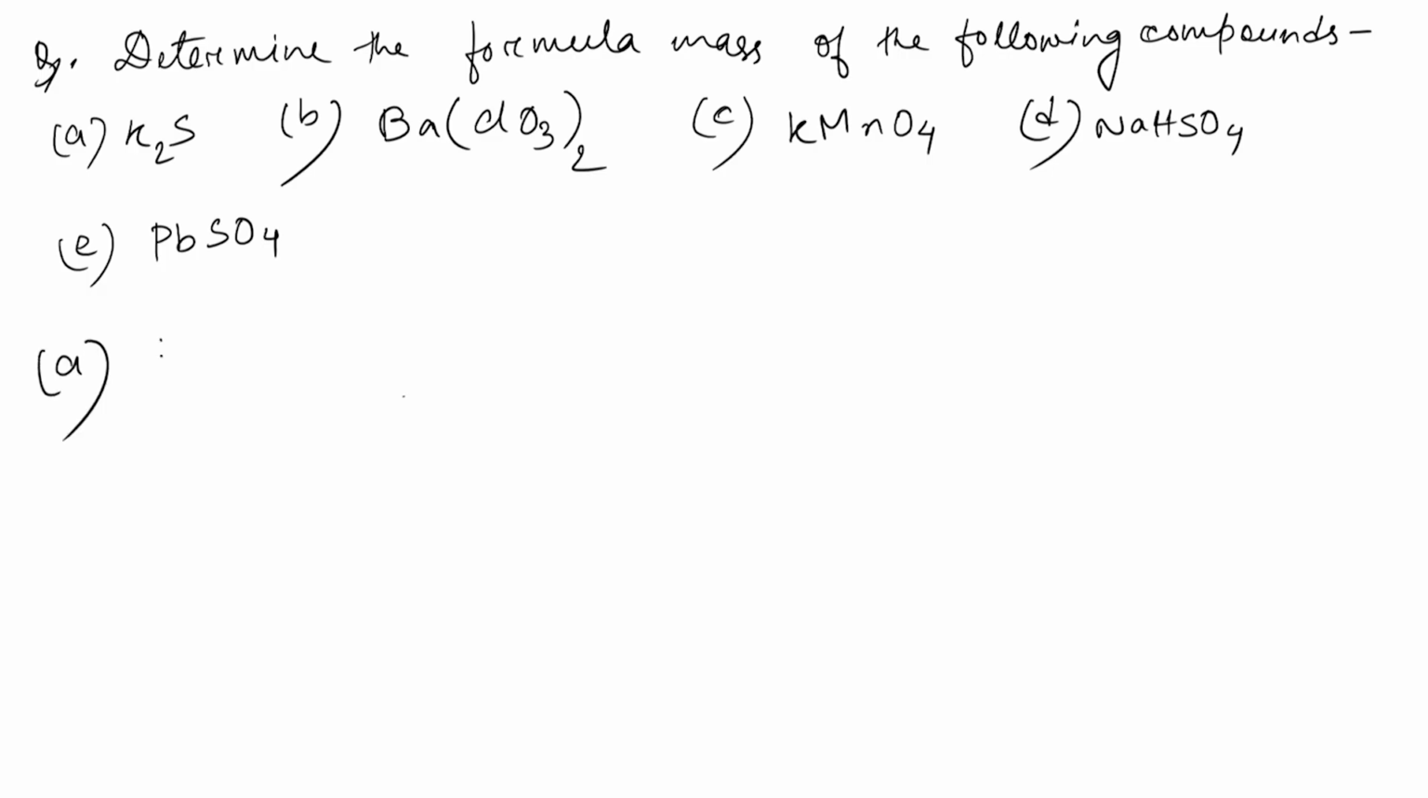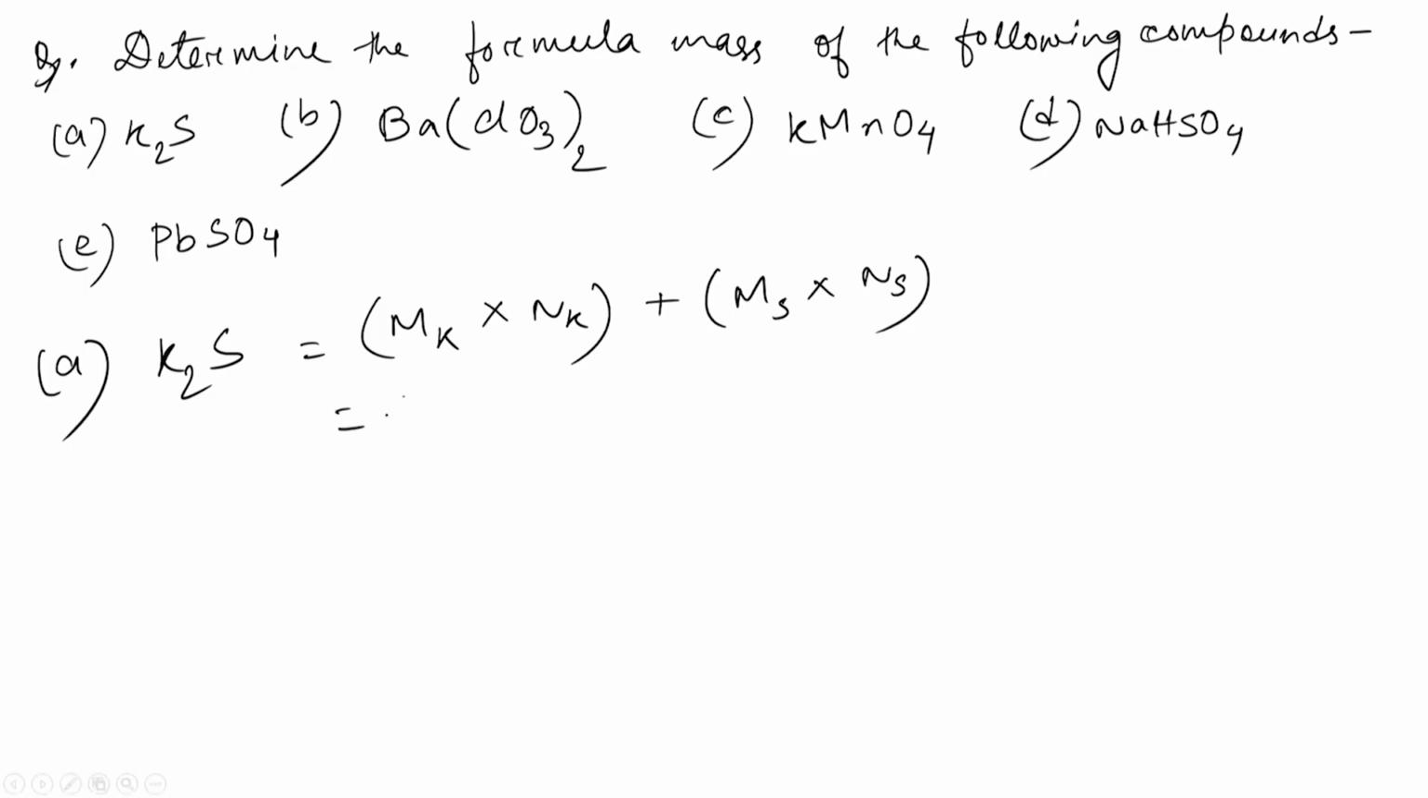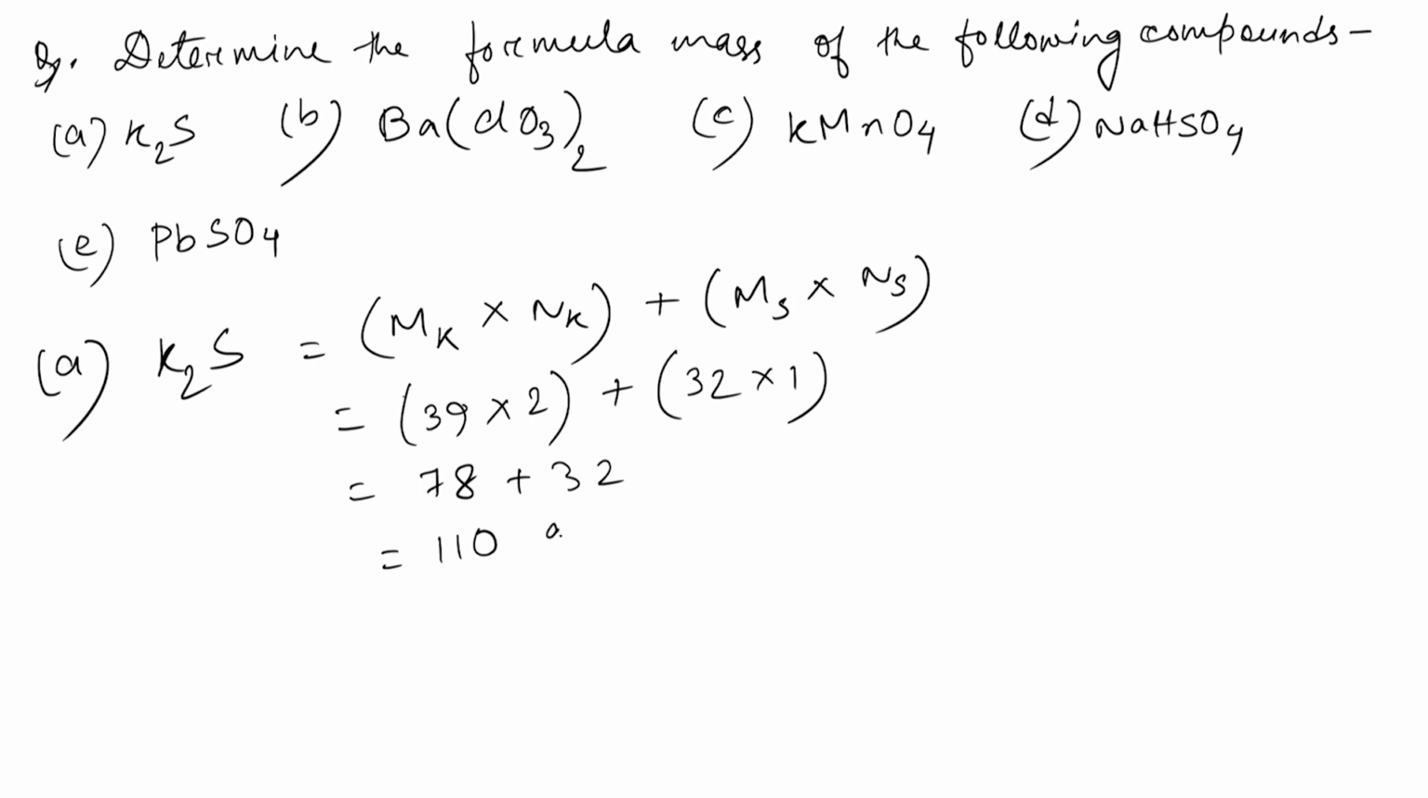So the formula mass of K2S is mass of potassium into number of potassium plus mass of sulfur into number of sulfur, which is 39 into 2 plus 32 into 1. This comes as 78 plus 32, which is equal to 110 AMU. Okay.